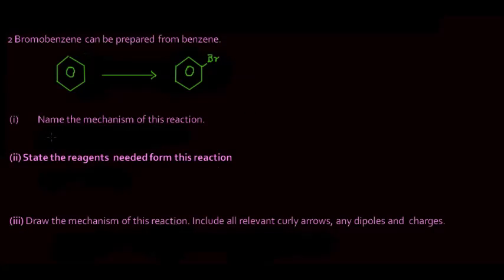The next question is again from one of the past papers. It shows bromobenzene can be prepared from benzene as shown. Name the mechanism of this reaction. Now, as we have already learned, all the mechanisms of benzene are electrophilic substitution reactions. So the mechanism of this reaction is electrophilic substitution.